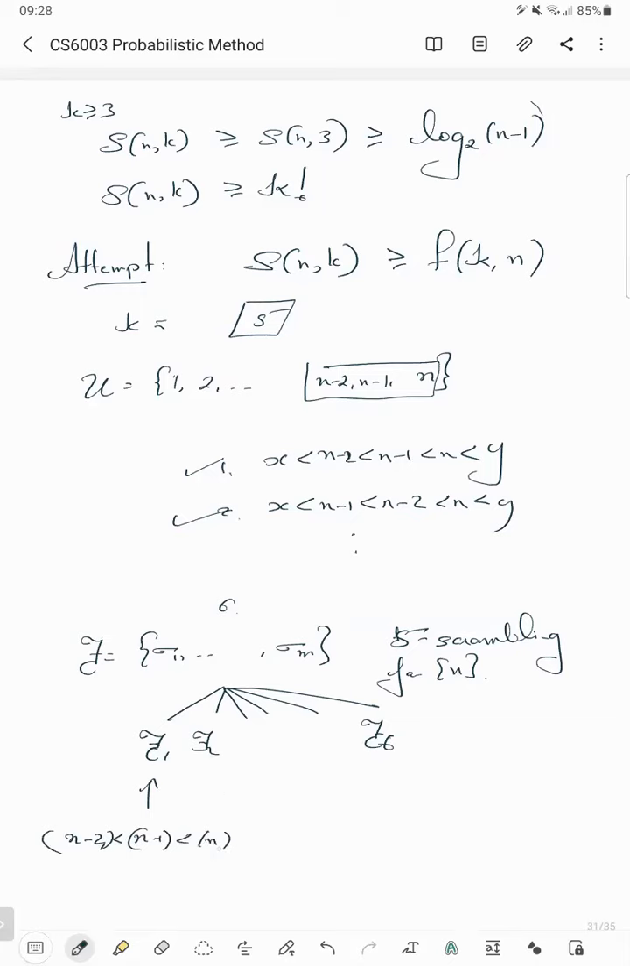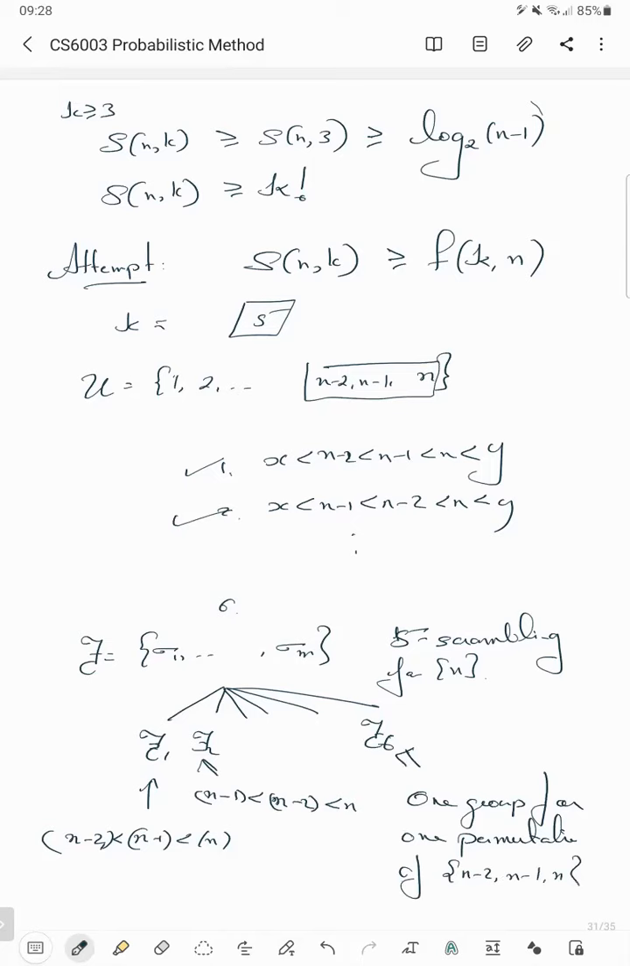Then, let us say, n minus 1 comes before n minus 2 comes before n. So now you see, depending on the 6 possible permutations of these 3 special guys, you have 6 groups, right? You have 1 group for each permutation of these special guys. Is this split up clear?